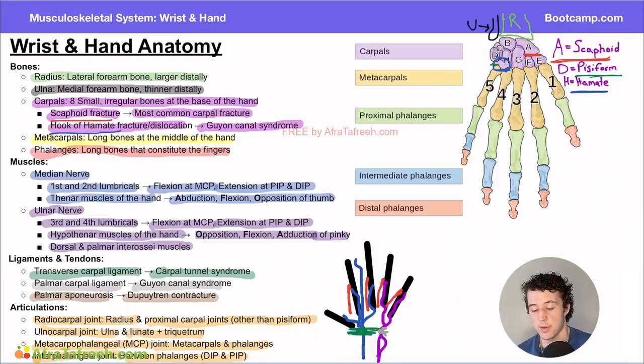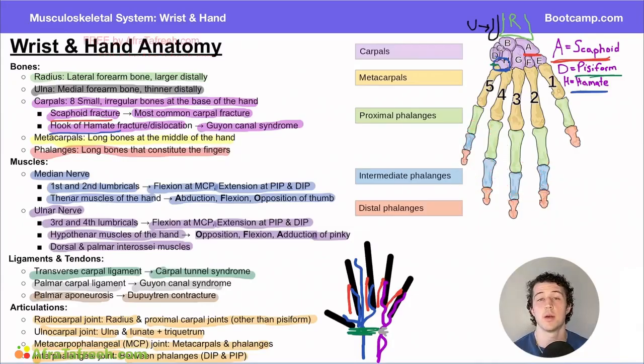And finally, we have our articulations, where we have our radiocarpal joint out here on the lateral side, our ulnocarpal joint on the medial side, and of course, you are all experts at the metacarpophalangeal joint here, and our proximal interphalangeal joints and distal interphalangeal joints. And a practice question might sound like this.